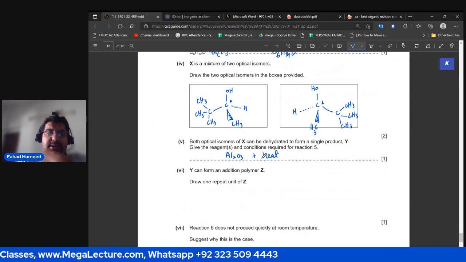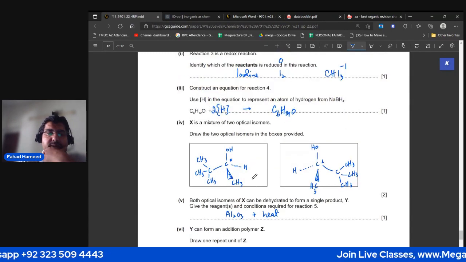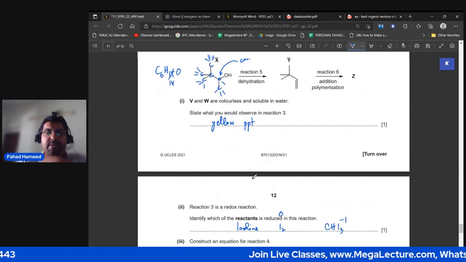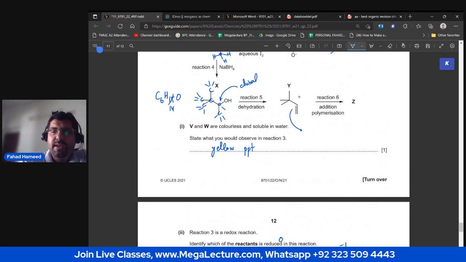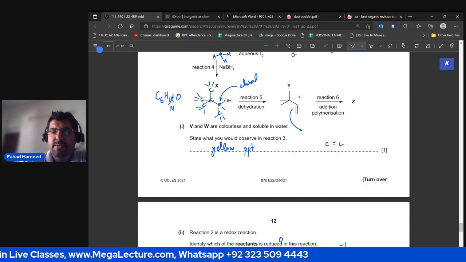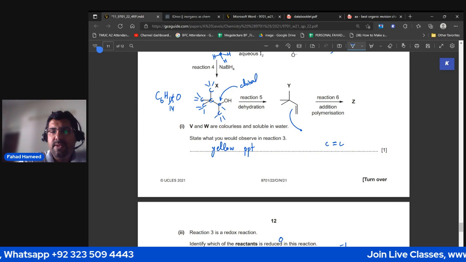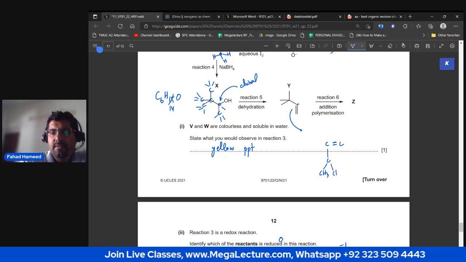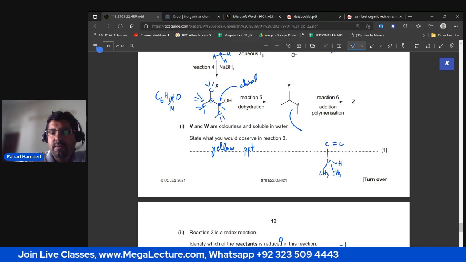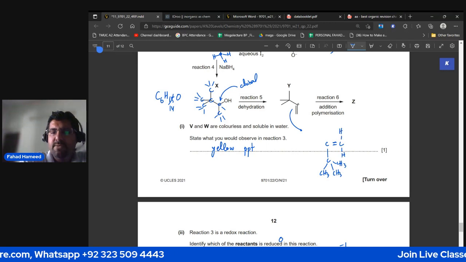Now X can form an addition polymer Z. Draw one repeat unit of Z. I'm going to draw the repeat unit over here. So I've got this molecule. It's got a double bond. So I'm going to draw the molecule around this double bond. On one side there's a carbon, and it's got a bunch of CH3s, right? And the rest is all H.